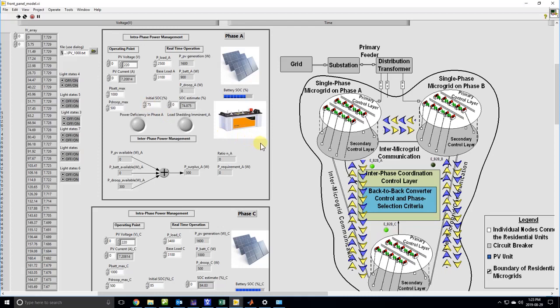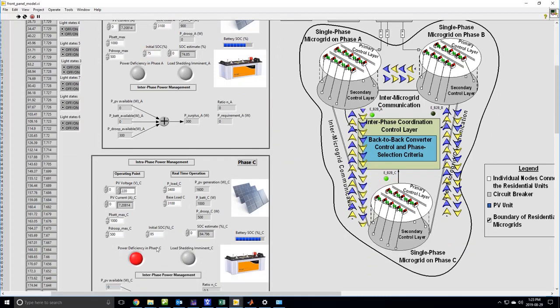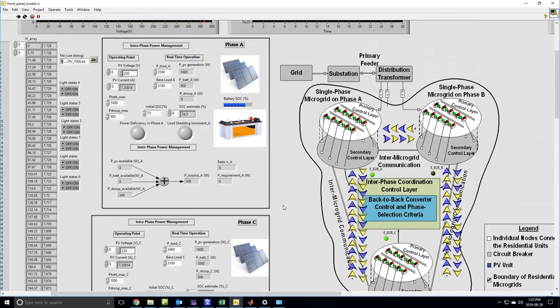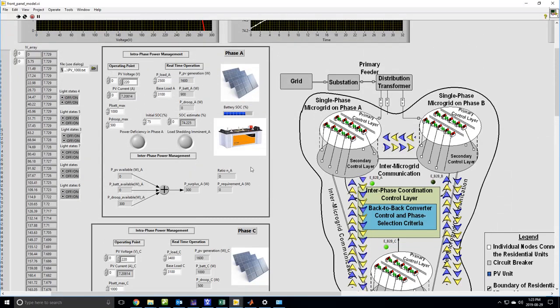So here's the case. We have deficiency in phase C, which is represented by the red digital signal here. There is no surplus power because all of the available power from the DG units is used to cater to the load as much as possible. There is an overall P requirement of 300 watts, which needs to be taken from the surplus phase, which in this case is phase A. Now let's see the situation in phase A.